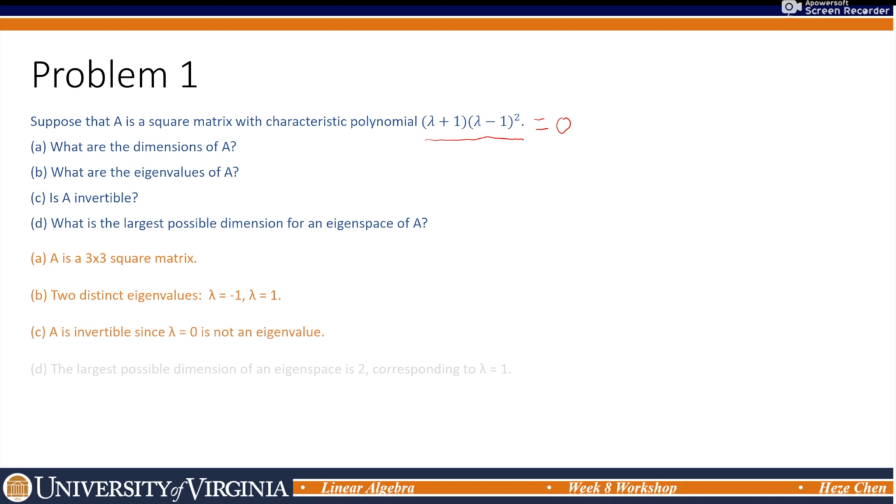D. What is the largest possible dimension for an eigenspace of A? The largest possible dimension of an eigenspace is equal to 2, for lambda equals 1, whose multiplicity should be at most equal to 2.